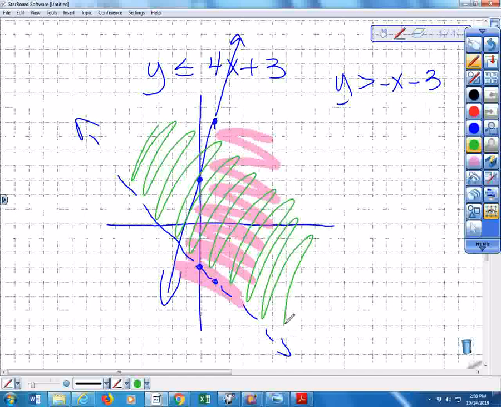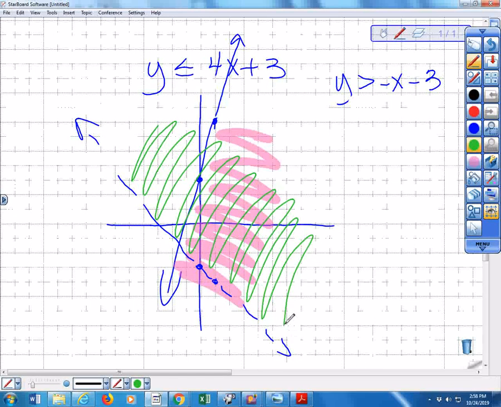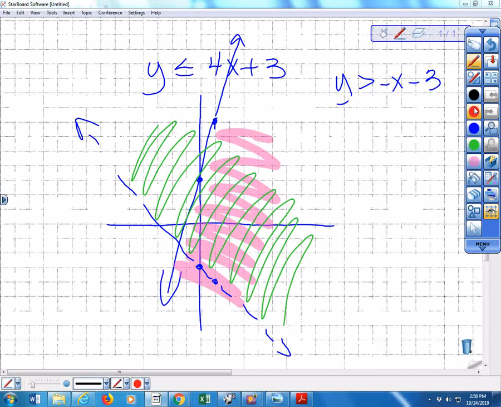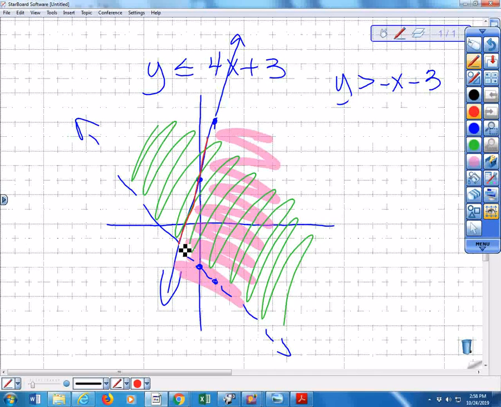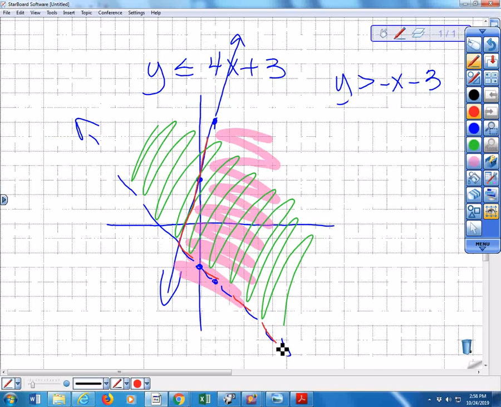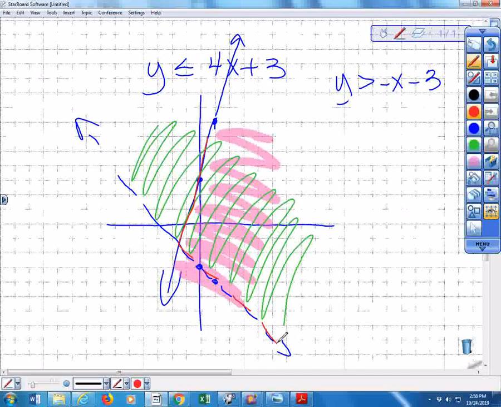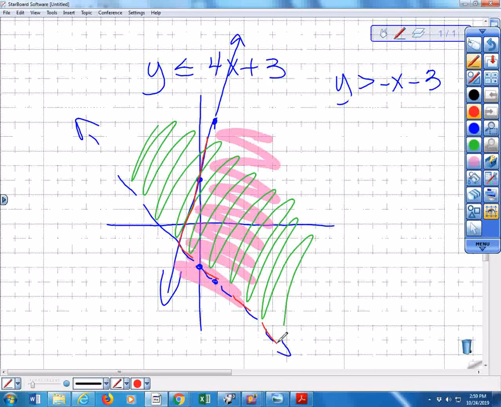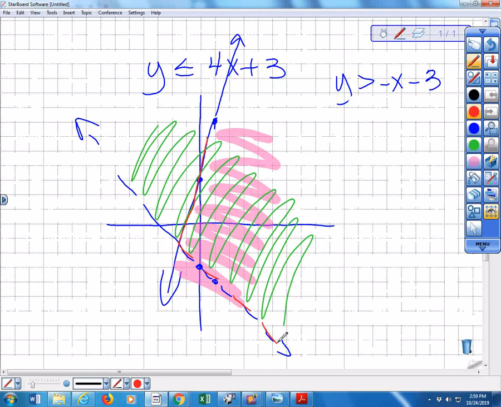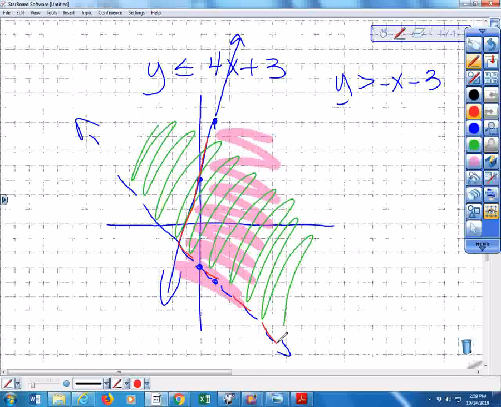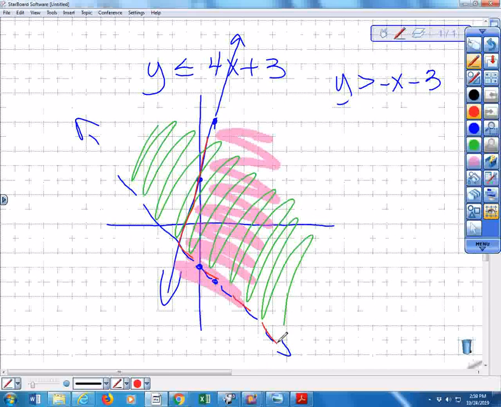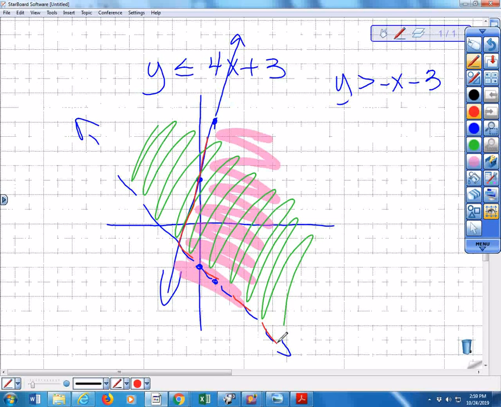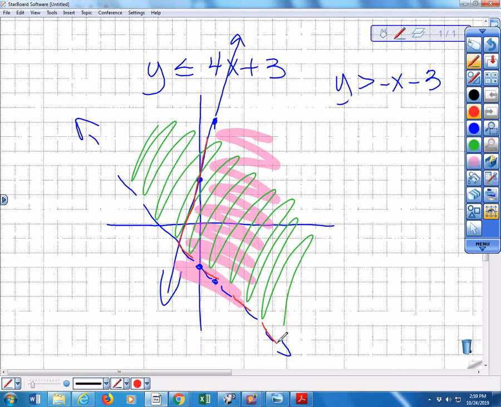Okay, where the two shaded areas overlap is my solution here. That area, going forever as it gets bigger and bigger, has an infinite number of solutions. So if I asked you, is 1, 1 a solution to this system? Yes. What if I said, is negative 4, 1 a solution to the system? No, because it's not in the area that overlaps.